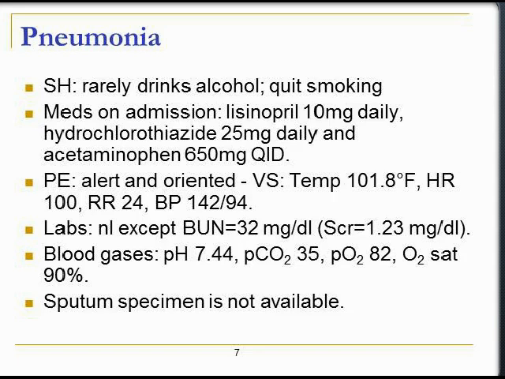Right now he's alert and oriented, not confused. His temperature is 101.8, heart rate is 100, respiratory rate 24, and his blood pressure is 142/94. Labs are all normal except his BUN is 32 and his serum creatinine is 1.23. His blood gases are pH of 7.44, PCO2 of 35, PO2 of 82, and his O2 sat on room air is 90%. And a sputum specimen at this point is not available.